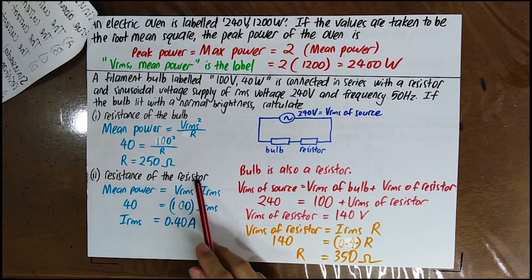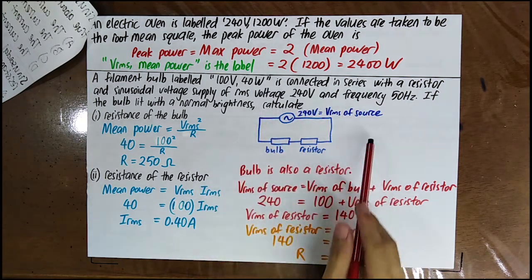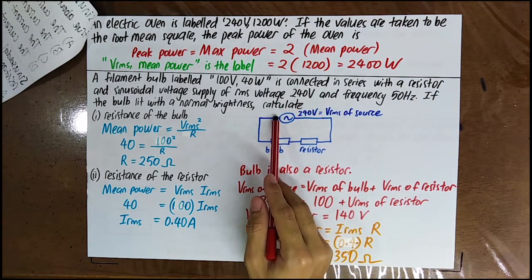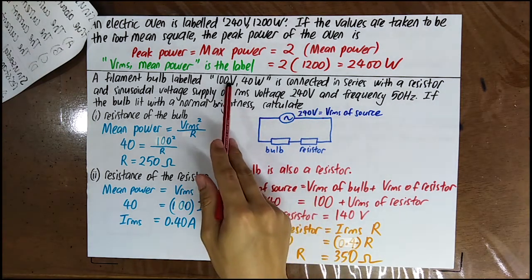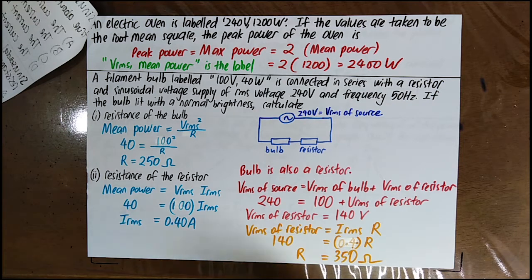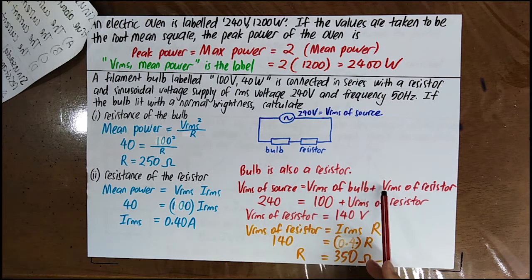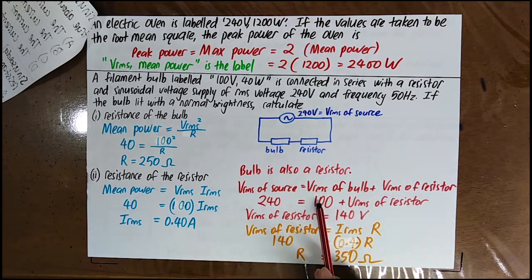Please find the resistance of the resistor. Okay, this is your diagram. That means that you already know the voltage supply has a root mean square value of 240 volt. And just now you also know that the root mean square voltage across the bulb is 100. So when you know the VRMS of the source and you know the VRMS of the bulb, you can straight away know the VRMS of the resistor. I can straight away add this up because the bulb is a resistor. The resistor is also a resistor. That means that they are in phase, so I can straight away add them up.